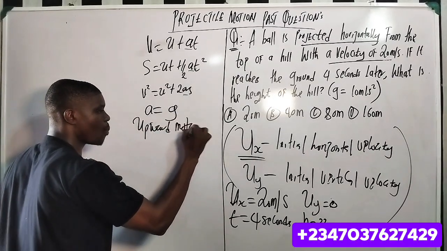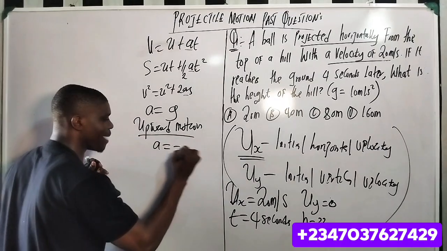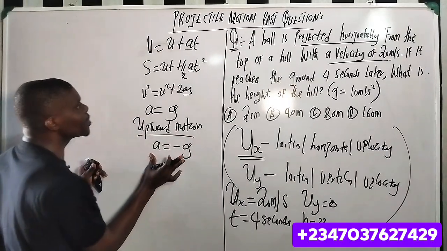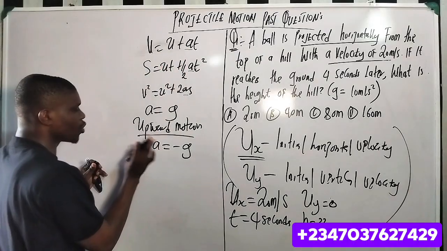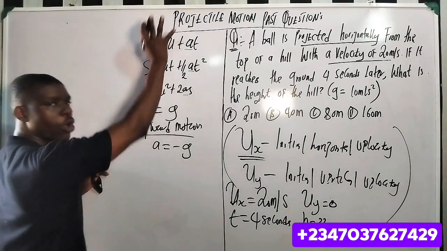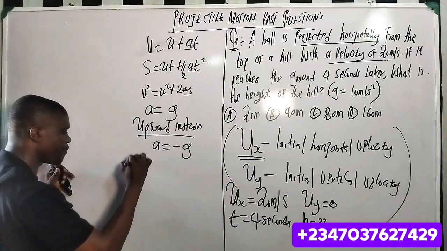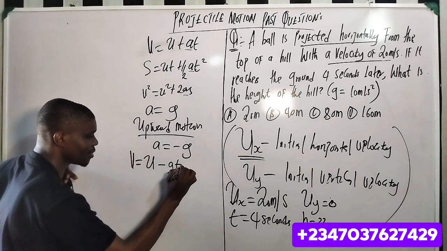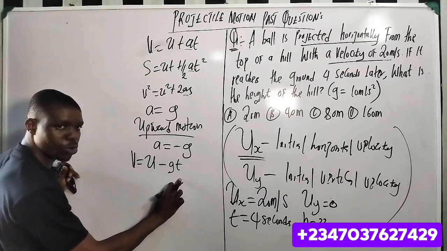So my a, when talking about upward motion, equals minus g. So if you substitute this one here, you're going to get the equation for upward motion, which is v equals u minus gt. That is called upward motion.